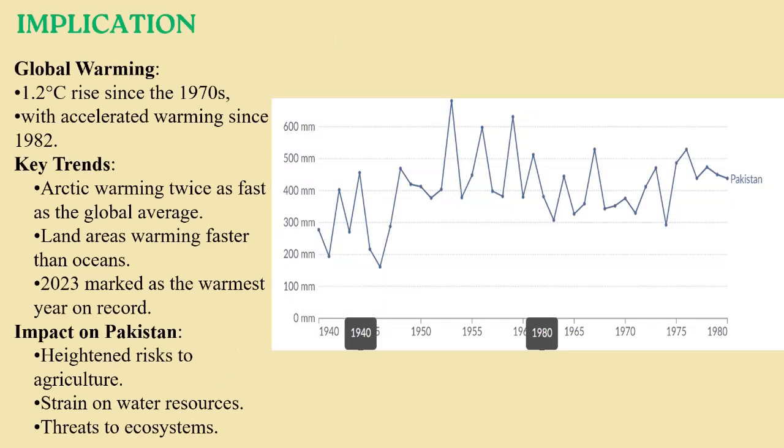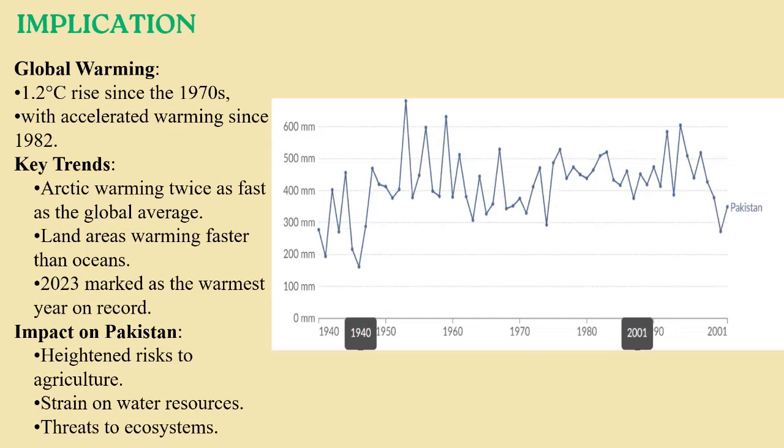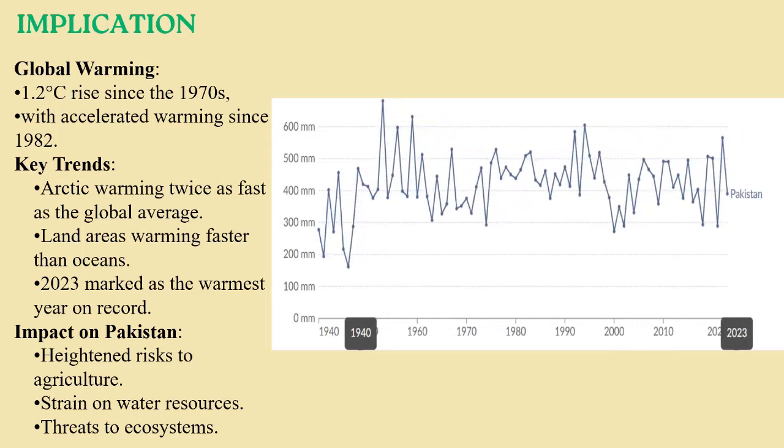Global temperatures have risen by 1.2 degrees Celsius since the 1970s, with warming accelerating rapidly. The Arctic is heating twice as fast as the rest of the planet, and land areas are warming faster than oceans. 2023, the warmest year on record, underscores the urgency of addressing climate change. These global trends are intensifying risks in vulnerable regions like Pakistan, where shifting weather patterns threaten agriculture, water resources, and ecosystems. Immediate action is critical to mitigate these impacts and build climate resilience.